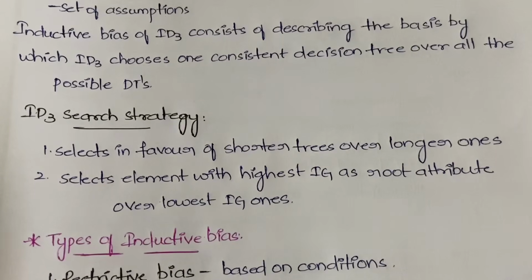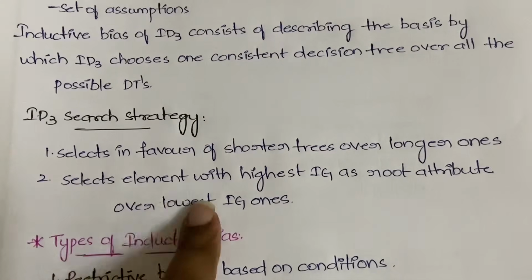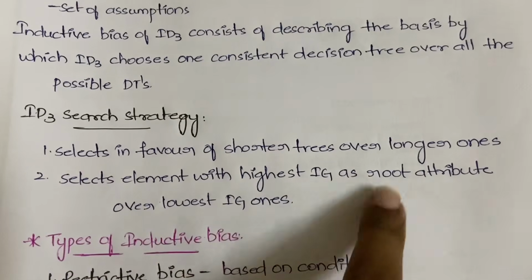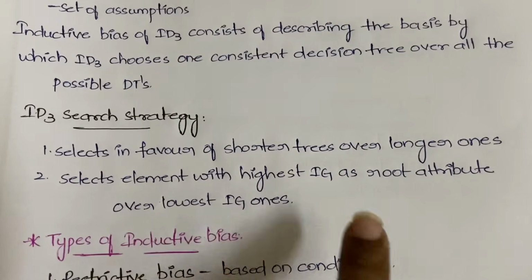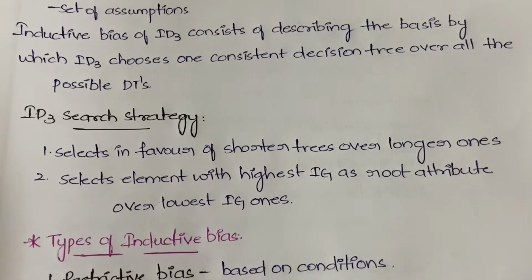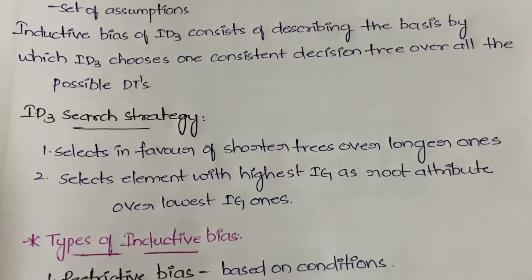Now the second strategy is that we select the attribute with the highest information gain as the root attribute over the ones with the lowest information gain. That is what we have seen and done, right? We got the information gain of age as 0.6, for type we got 0, and for competition we got around 0.124. Among those, which did we select?